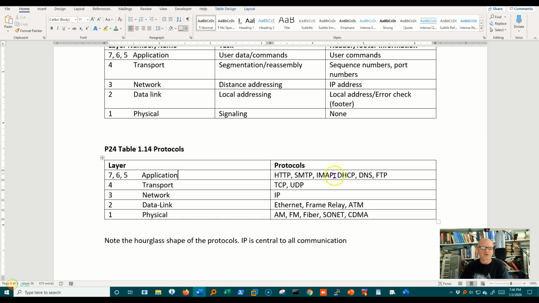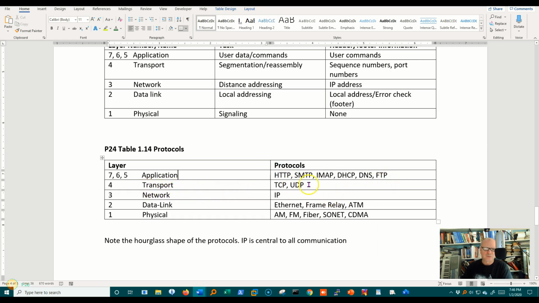In other words, HTTP has been built into browsers. SMTP and IMAP have been built into email software. So these are the high-level protocols used by software packages or by applications in order to communicate. So don't think of the word application as some end user program. When we say application, we're talking about the protocols used by various applications in order to network.